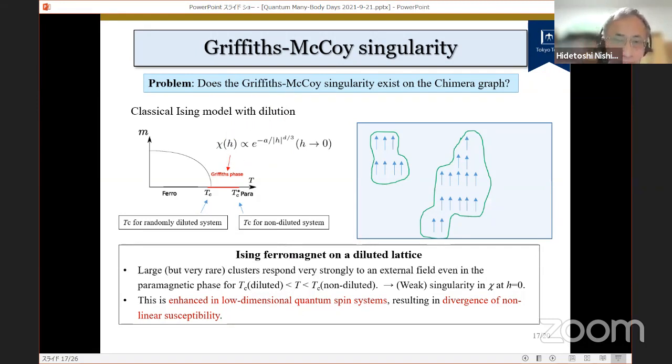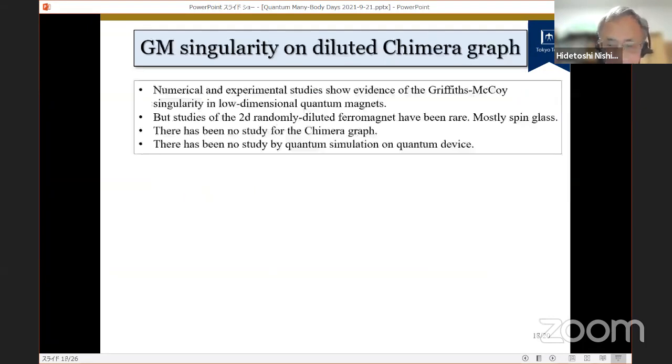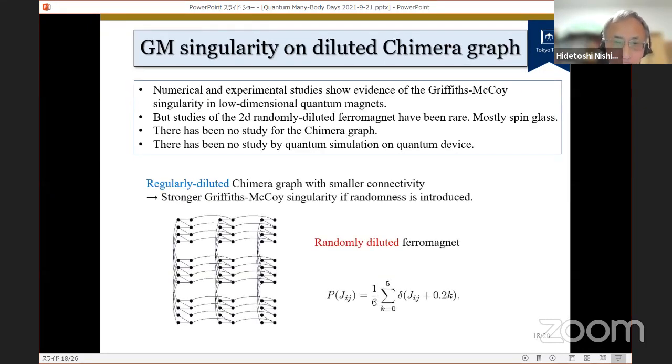So this is the Griffiths singularity of the classical Ising model. But the Griffiths-McCoy singularity is about the quantum system. And it is known that quantum fluctuations enhance this Griffiths singularity to the level that the nonlinear susceptibility even diverges in this range of the parameter. So we try to confirm this theoretical prediction on the qubit chip by diluting interactions on the so-called chimera graph realized on the D-Wave chip.